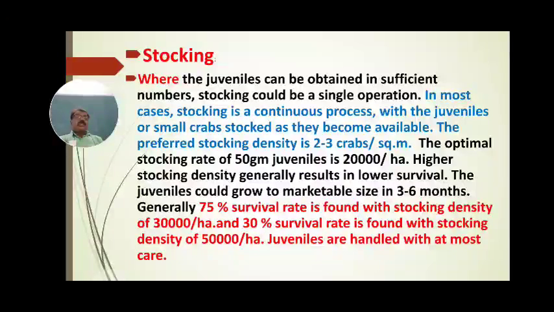The preferred stocking density of crab is 2 to 3 crabs per square meter. The optimal stocking rate of 50 gram juvenile crabs is 20,000 crabs per hectare.